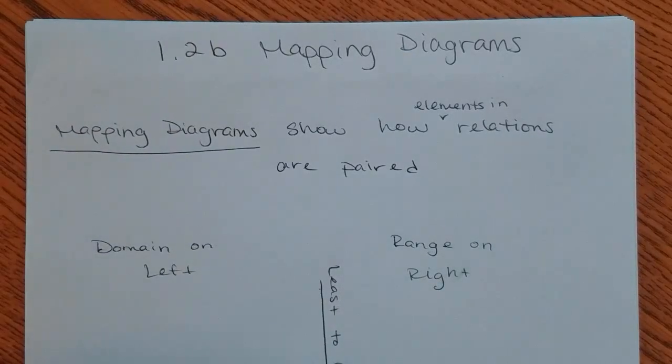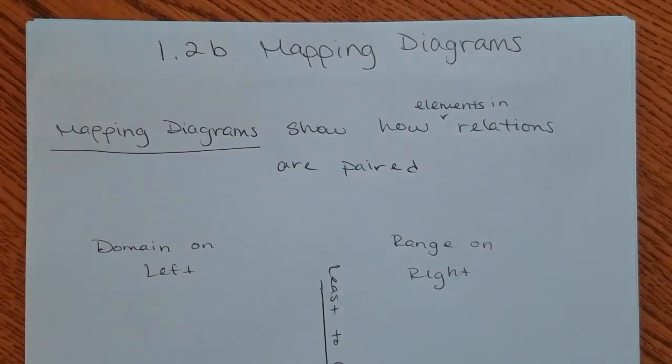Alright guys, this is video 1.2b on mapping diagrams. All we're going to do is continue with what we were working on before, talking about relations and functions and our ordered pairs. What mapping diagrams do is they give you a physical representation of how the values in your function or your relation are paired together.